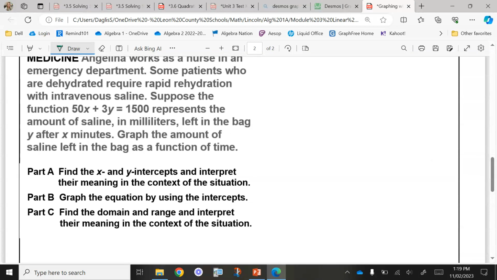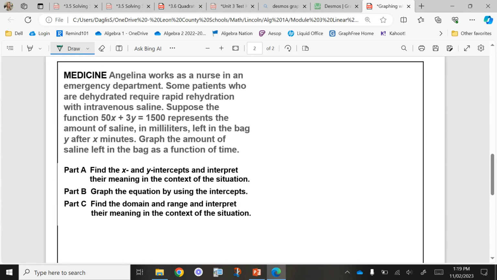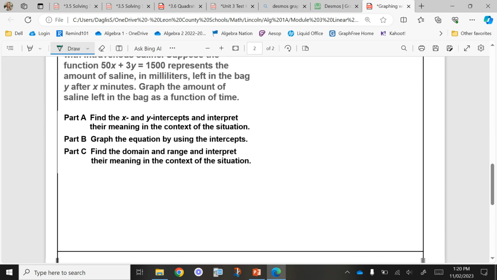All right, let's work our way to the back, please. All right, Angelina works as a nurse in an emergency department. Some patients who are dehydrated require rapid rehydration with IV saline. I can never say that word. Intravenous. It's an IV. Suppose the function 30x plus 3y equals 1,500 represents the amount of saline in milliliters left in the bag y after x minutes. Graph the amount of saline left in the bag as a function of time.